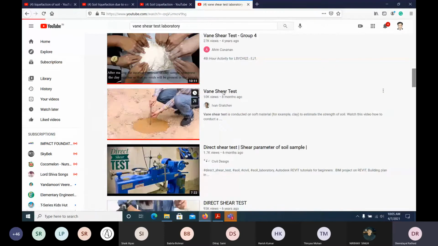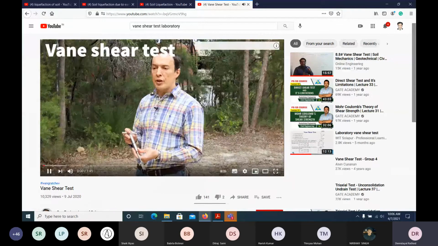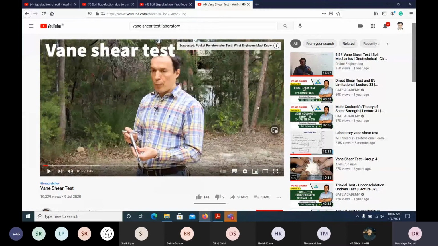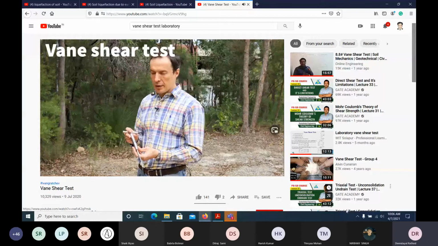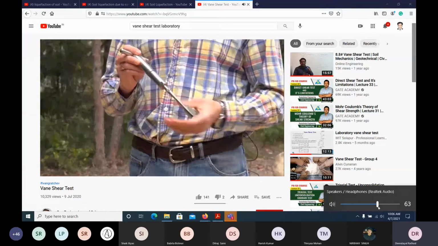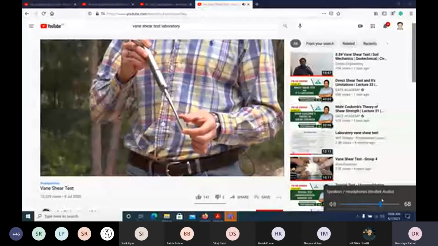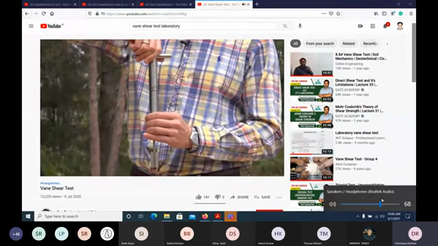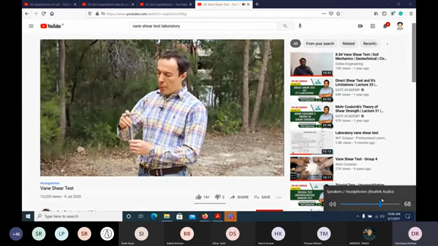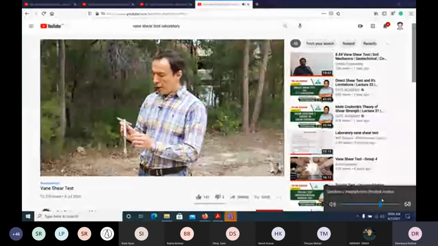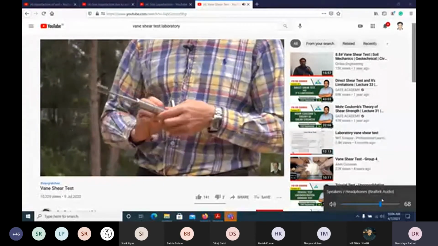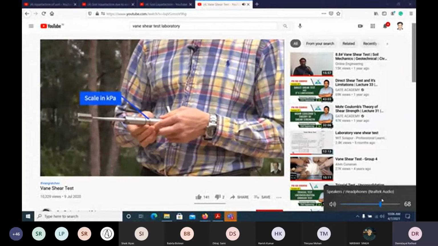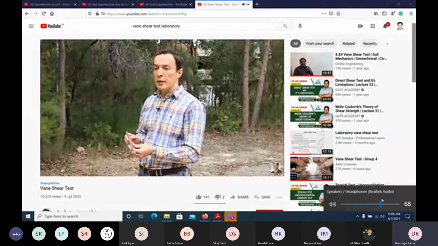In the field also, you can see this. This is the Windshear test, and nowadays it has come automatic, so directly you can measure torque and other things. We use it for soft material like soft clay. The way it works is we insert blades inside the soil until here, and then we turn this Windshear apparatus and see how much strength the soil has. The scale is given here in kPa, and then we look at the results and analyze them.